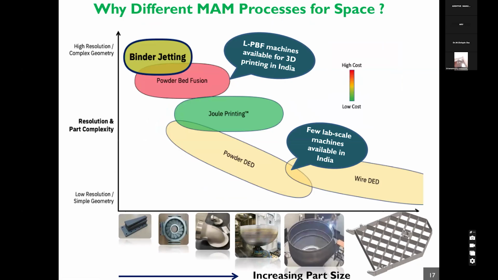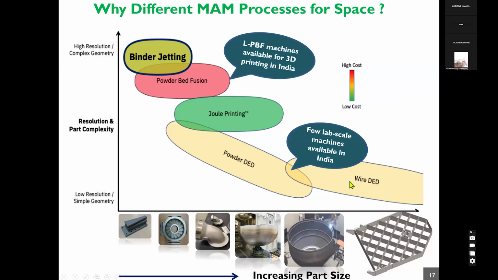So why do we need to choose different metal additive manufacturing processes for space applications? This slide gives a relation between the resolution and part complexity versus the part size. So here you can see when the resolution of the part or geometry of the part is very complex, you are essentially looking at powder bed fusion process. And when you're looking at low resolution or simpler geometries, you're looking at large format additive manufacturing processes such as powder DED and wire DED process.